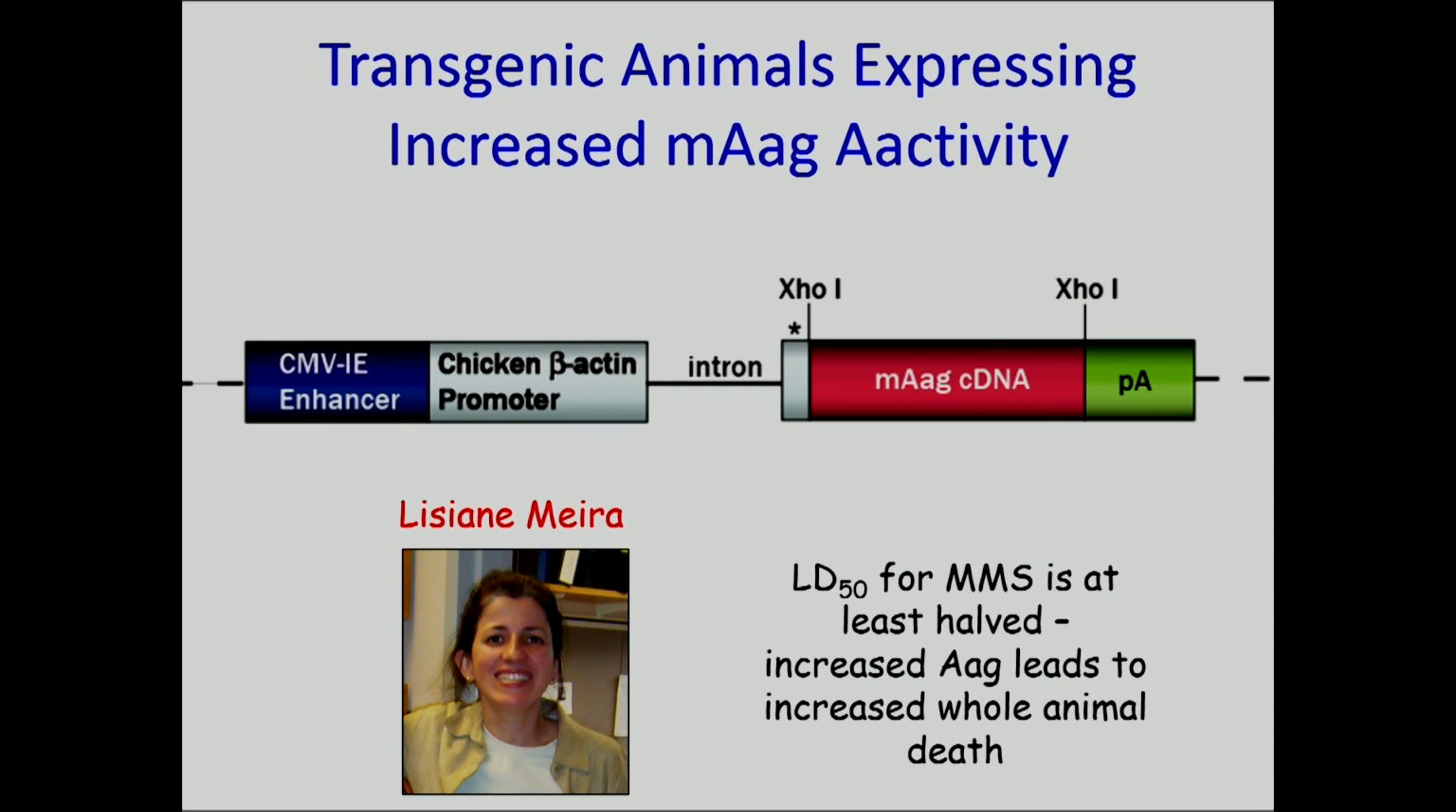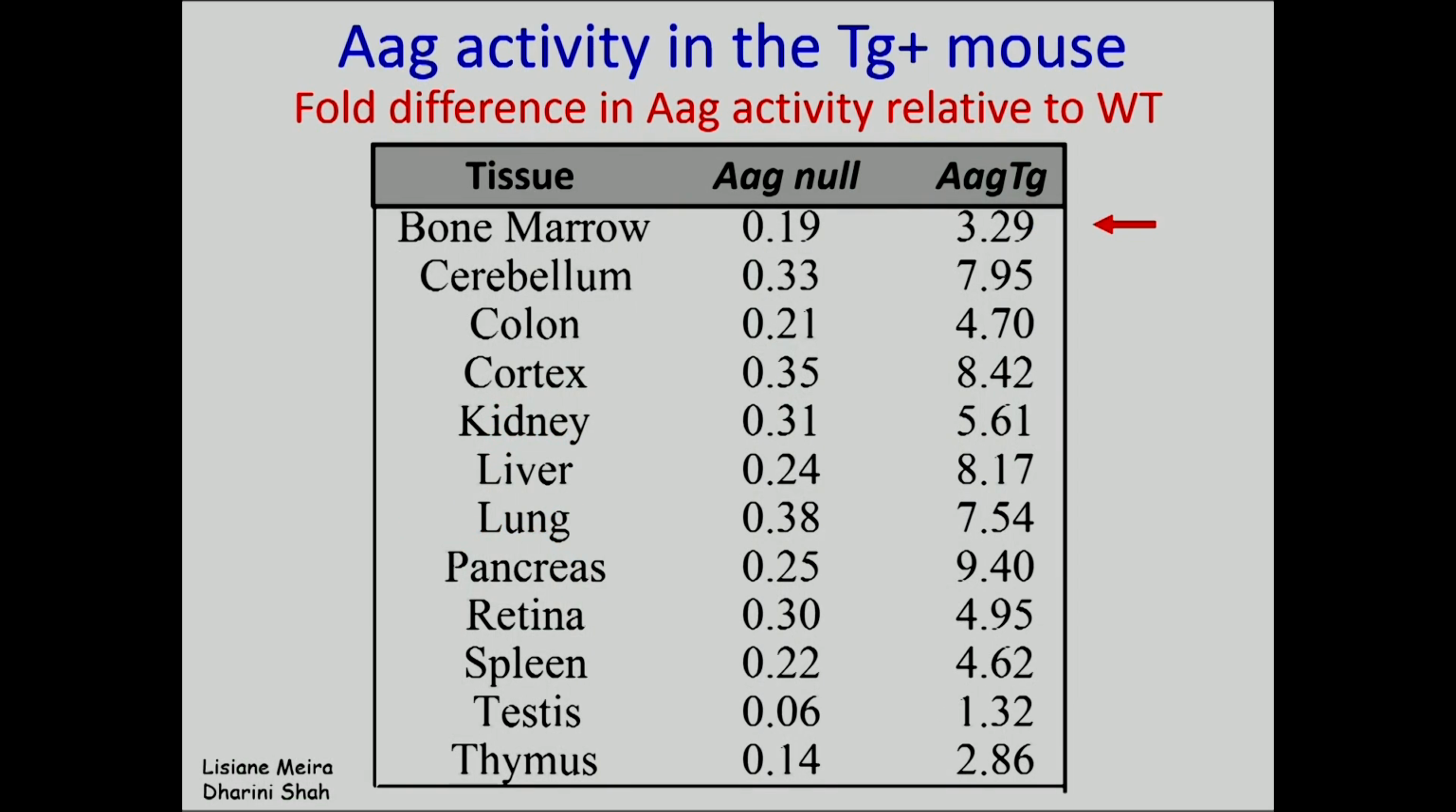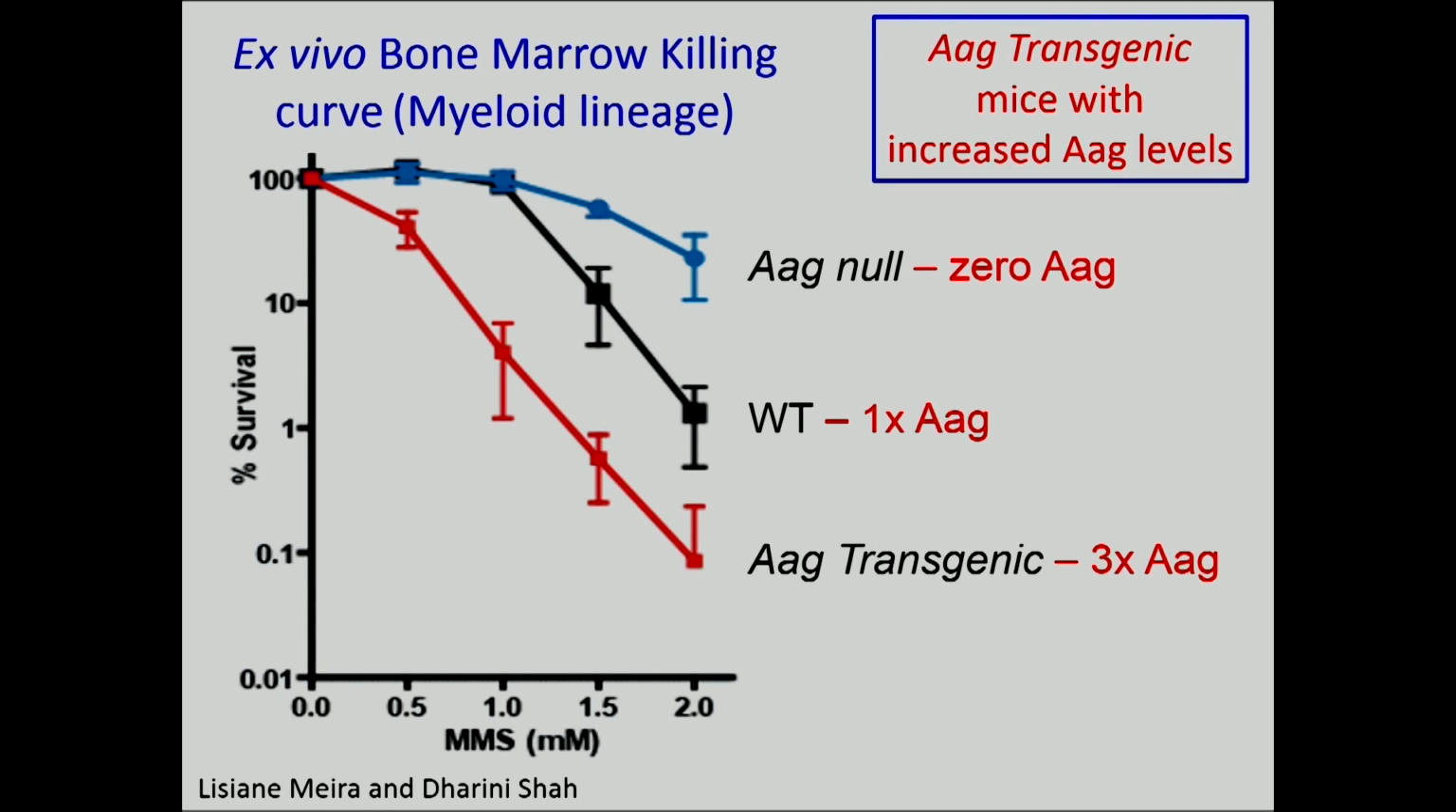And so, to test this idea, we made a transgenic mouse that expresses increased levels of the glycosylase. And I'll point out that the range of increase compared to wild type is anywhere from about 2-fold to 9-fold. That's within the range that one sees in the healthy human population. So it's not a massively overexpressing mouse. If we look at the bone marrow, which has about 3 times more glycosylase, this hypothesis is fulfilled here.